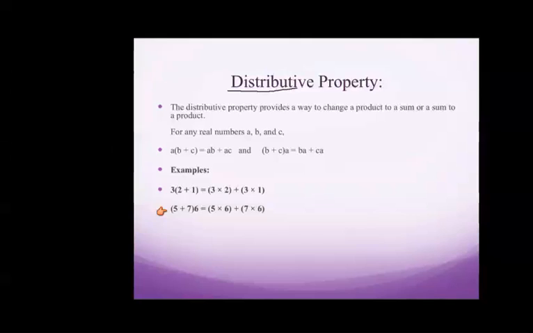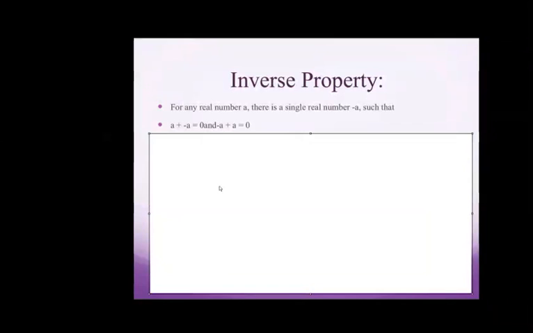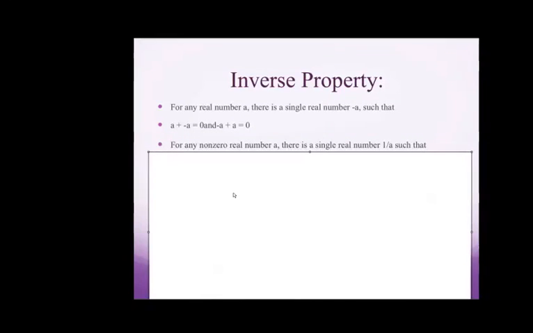Our next property is the inverse property, which states that for any real number A, there is a single real number negative A such that A plus negative A is equal to 0, and negative A plus A is also equal to 0.